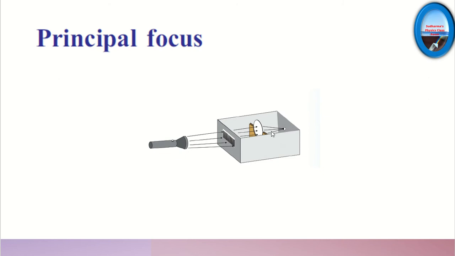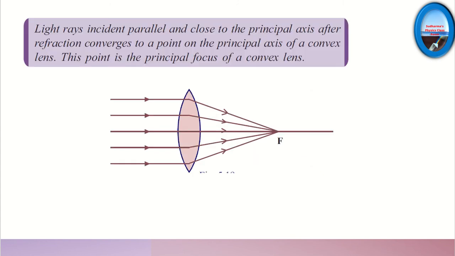After that, you're going to measure the distance between the lens and the side of this box. That means you're going to measure this distance. This distance will give you the focal length. So what is this focus and what is the focal length?